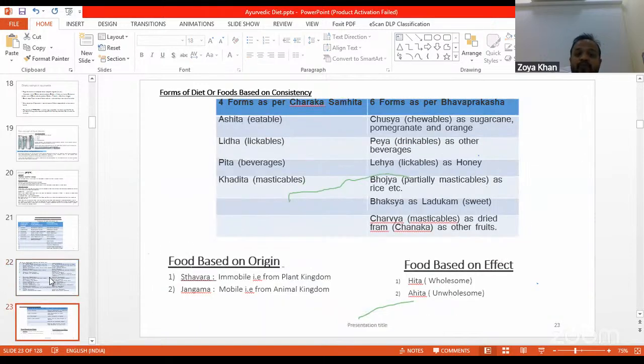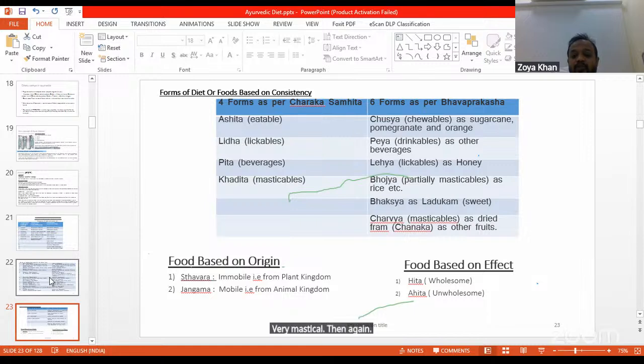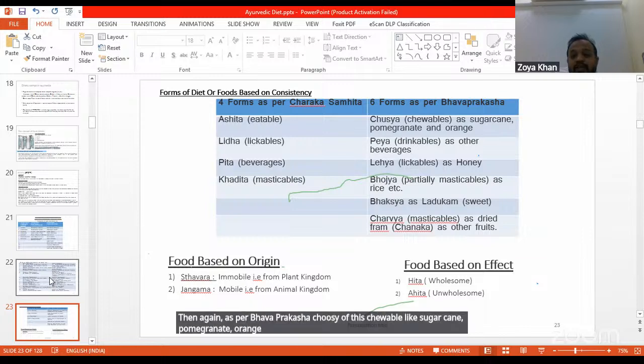Now, forms of the diet and the food based on the consistency. Forms as per the Charaka Samhita, there are 4 forms, and 6 forms as per Bhava Prakasha. Ashita, which is eatable, Lida, which is lickable, Pita, beverages, Karita, masticable. Then as per Bhava Prakasha, Chusya, which is chewable, like sugarcane, pomegranate, orange, Pia, that's drinkable as other beverages, Liya, lickable as honey, Bhujya, partially masticable as rice, Bhakshya as ladukam, that is sweet, Chavya, that is masticable as dried, like chanaka, and other fruits.